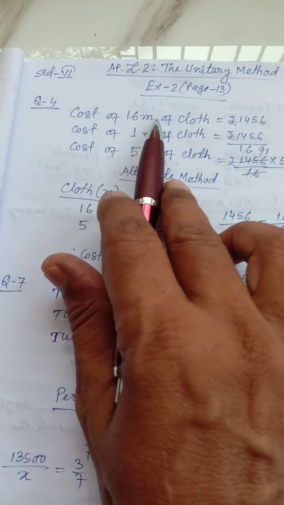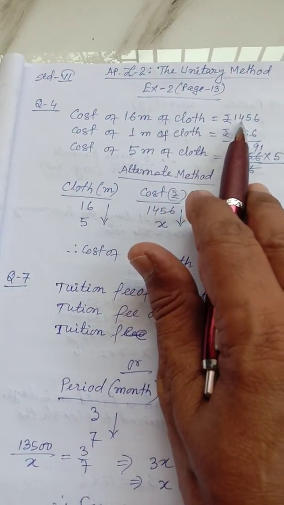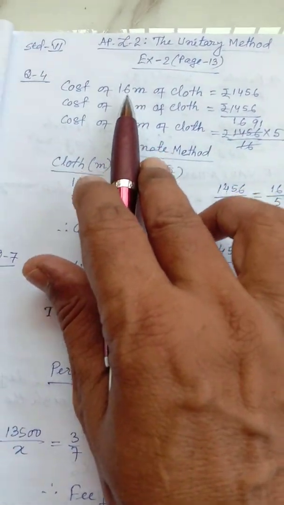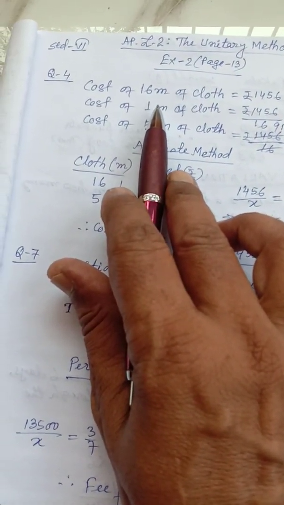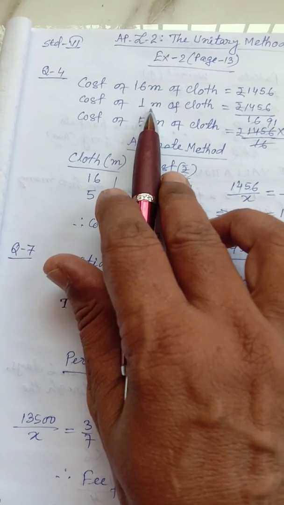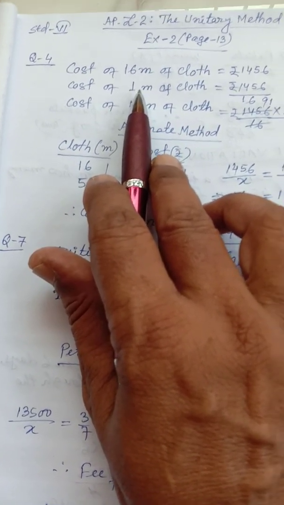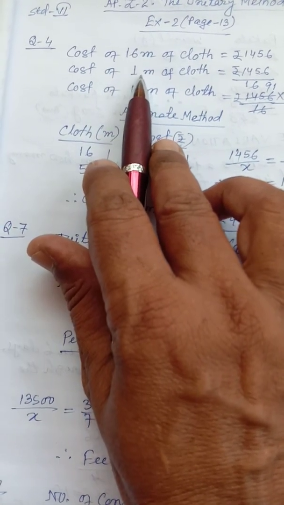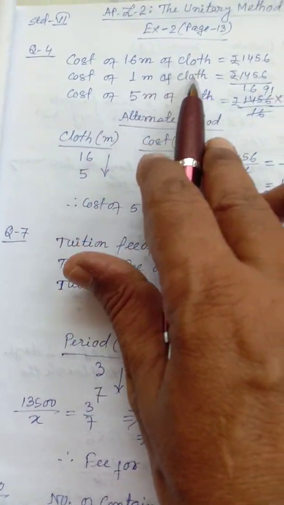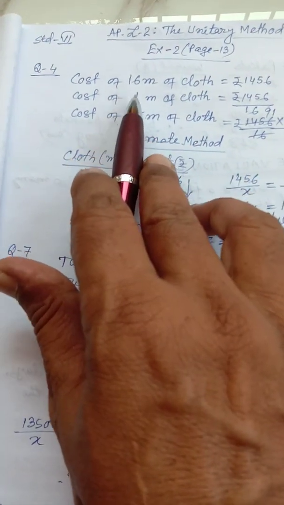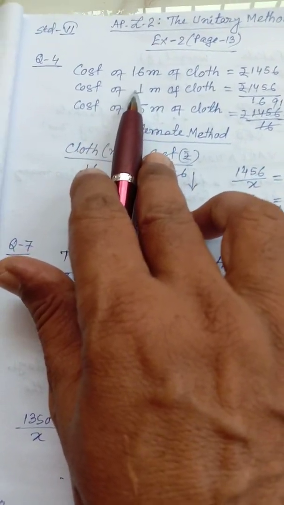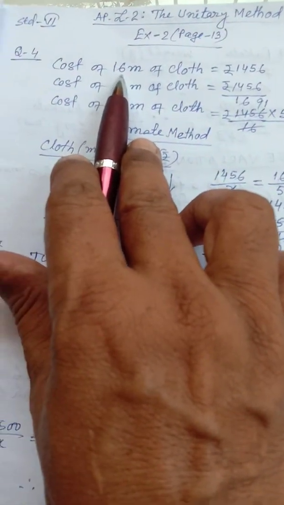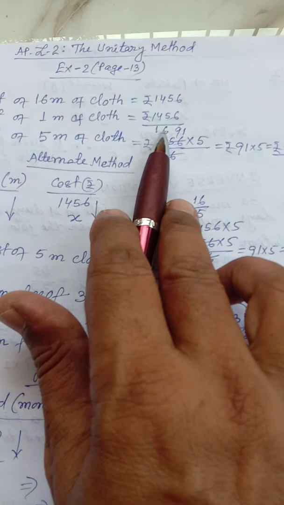So cost of 16 meter of cloth is rupees 1456. That is given to you. Then cost of 1 meter: I have said you have to find out the cost of one article first, that is the unit quantity. You will have to find out the unit quantity, that is 1. So cost of 1 meter of cloth will be, see, from 16 to 1 it is reducing. Reducing means it will be divided. So from the previous cost, 16 will be divided. Divided means it will go with the denominator.